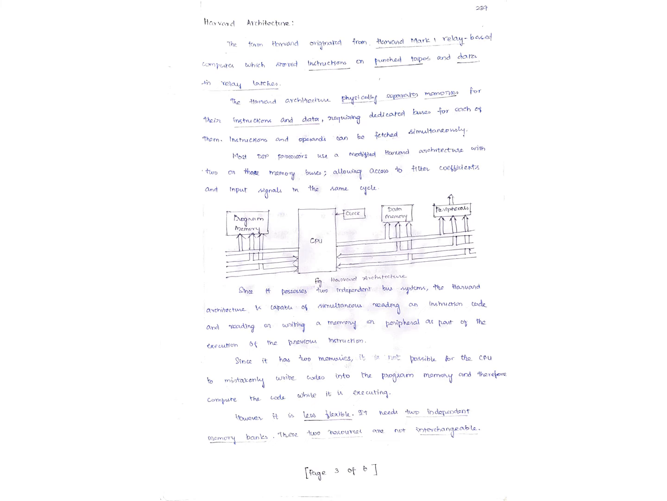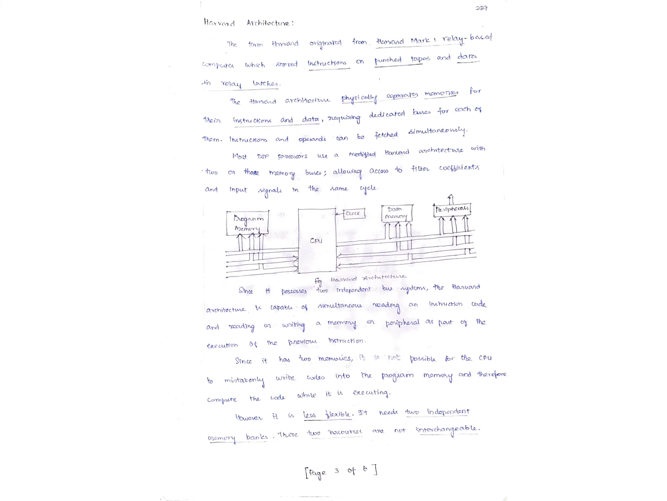Next we go for the Harvard architecture. Here the Harvard architecture is organized by the Harvard Mark I relay based computer, which stored the instructions on punched tapes and data in electromechanical counters. The Harvard architecture has physically separate memories for the instruction and the data, requiring dedicated buses for each of them. Instructions and operands can be fetched simultaneously.